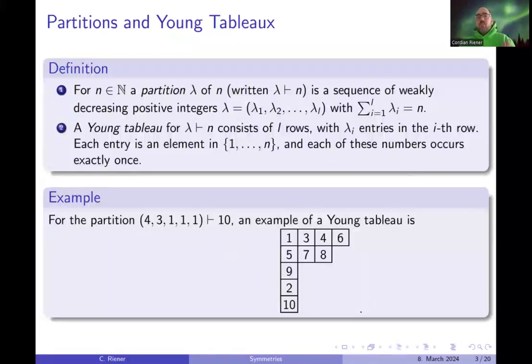So this is a very nice combinatorial object. And now you see already that I also have a group action of the symmetric group on this object. Namely, I can have the symmetric group permute these entries of my Young tableau.